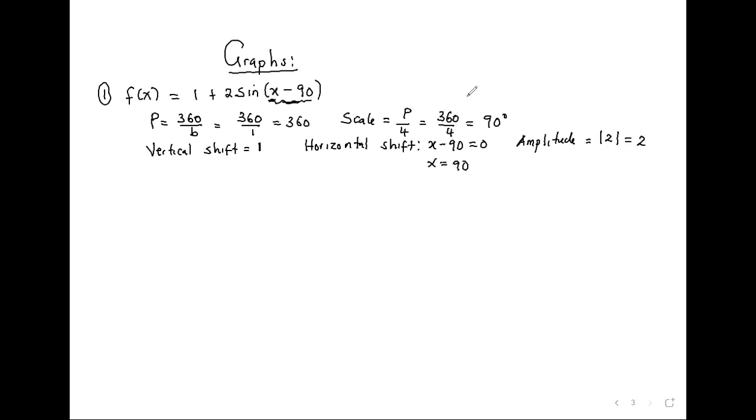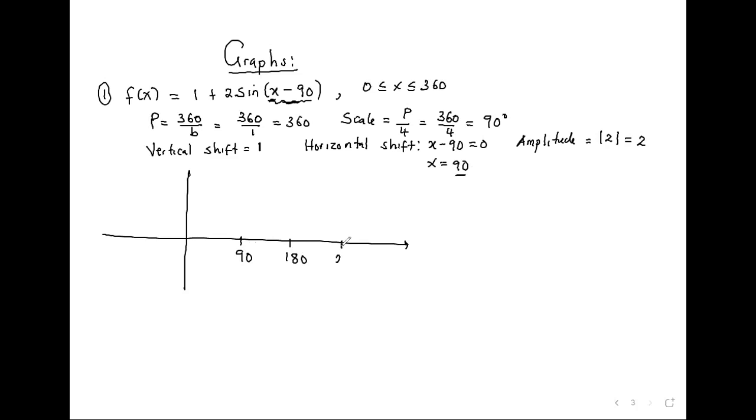Okay. Then now we want to sketch this. Well, we already have the scale. So since we have the scale, we use this. You start from the horizontal shift, 90, and add your scale. So we want to sketch it from 0, let's say equal to x, let's say equal to 360. So you add 90 plus 90, you get 180. Plus 90, 270. Plus 90, 360.